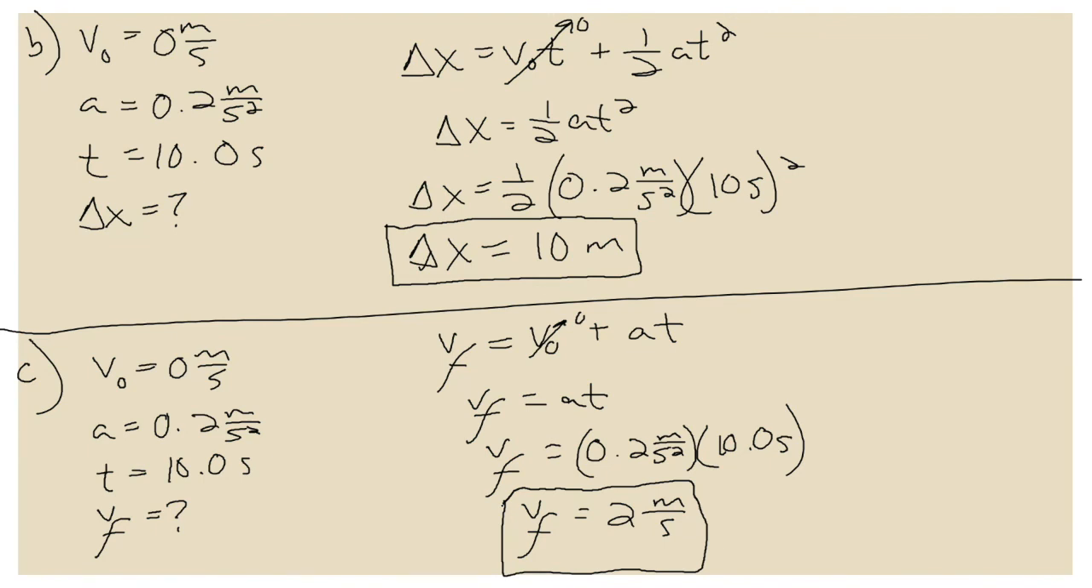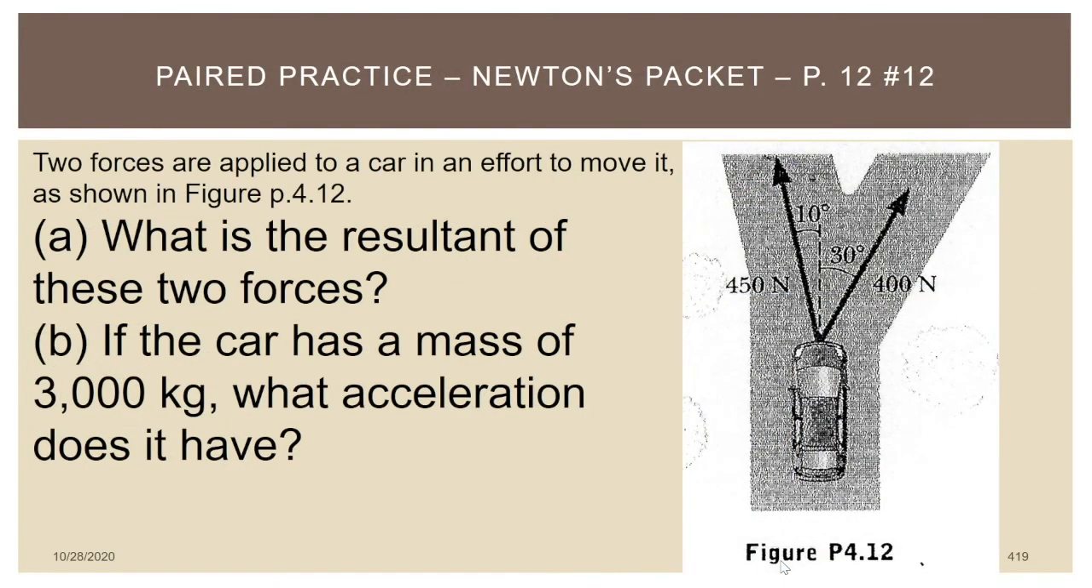And so you can expect to see a lot of those as we go forward. Of course, the problems can get a little more difficult. And the harder version of these problems could look at a little something like this. This one is in Newton's packet, page 12, number 12. It says here 2 forces are applied to a car in an effort to move it. And there are 2 parts. The first part is what is the resultant of these 2 forces? Part B says if the car has a mass of 3,000 kilograms, what acceleration does it have?